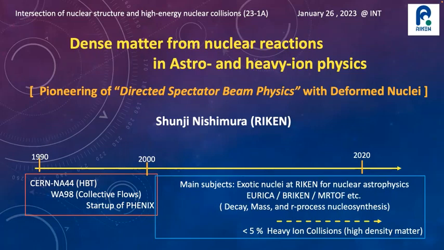So I had the experiment at SPS, NA44. It's related to HBT, and I built many detectors. And after that, I joined WA98 and started working on the plastic ball detector and the PHENIX time of flight, to measure the phi meson or this collective flow. And it was the beginning of this collective flow study.